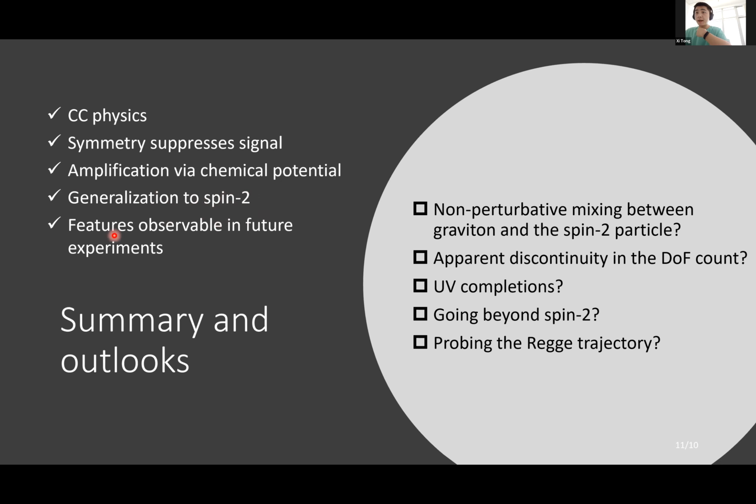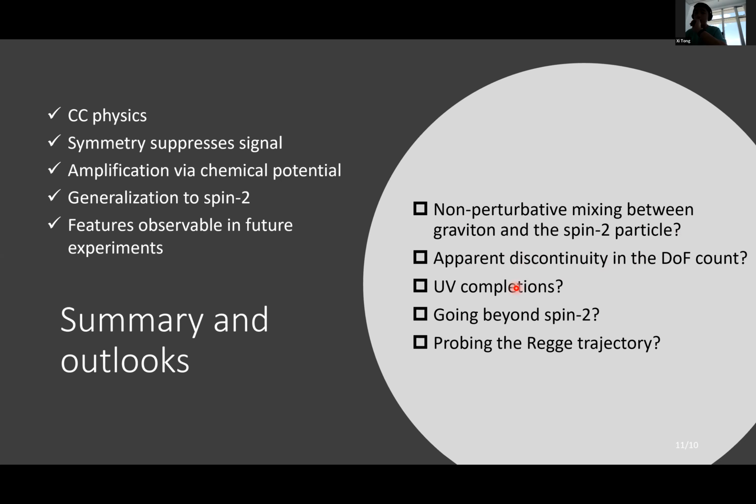And then we looked at the observables in this model that can be probed by future experiments such as LiteBIRD or 21 centimeter experiments. And there are also a few outlooks, mainly about the model itself, like we can consider non-perturbative mixings, as well as the apparent discontinuity and the degree of freedom count.